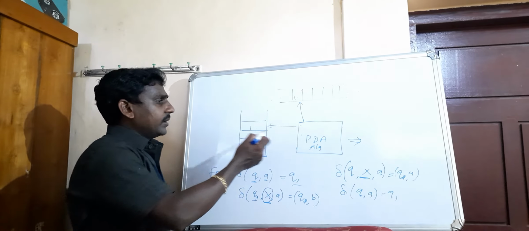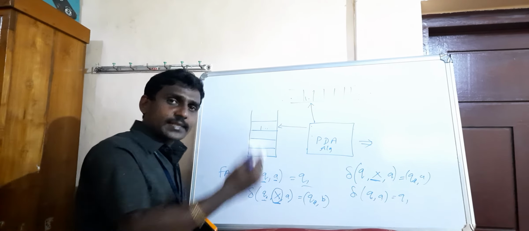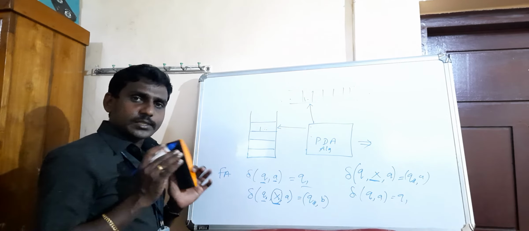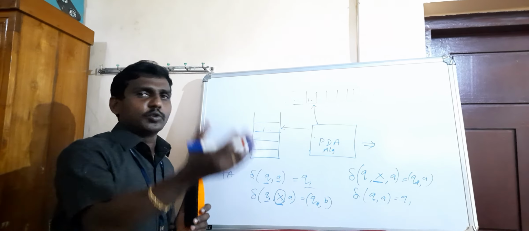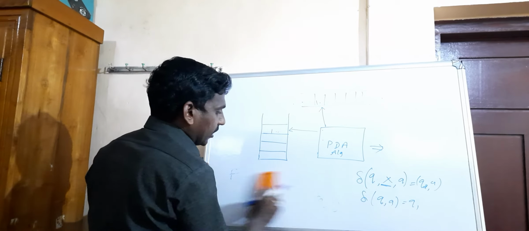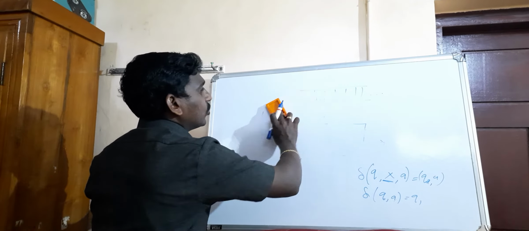So you just remember, the state takes the input symbol as well as the stack symbol, and goes to the next state. But in the previous model, the state takes only the input symbol and goes to the next state. This is the model of PDA, and this diagram you should draw, and then you have to explain this diagram.